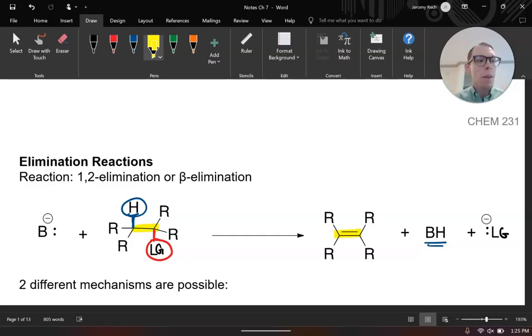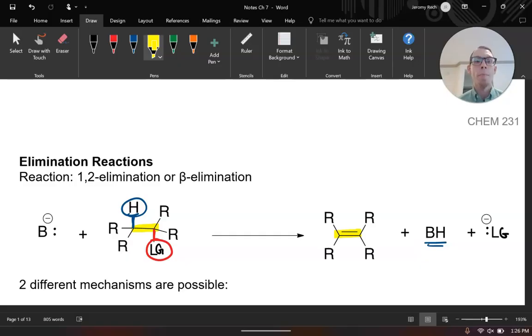Now, leaving groups you should have a pretty good grasp of. We talked about the different types of leaving groups when we were talking about SN1 and SN2. We talked about typically halogens. You see a lot of bromines, chlorines, iodides. Alcohols are not good leaving groups, but you can turn them into an oxonium, or you could turn them into a mesylate or a tosylate. Those would all be examples of the leaving groups you would see.